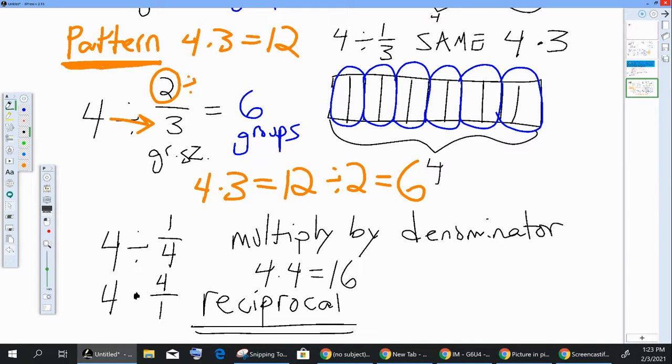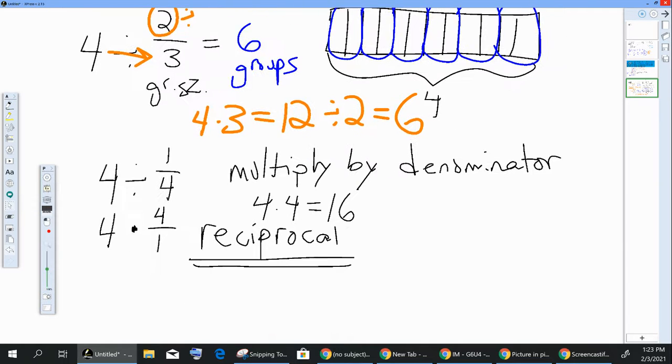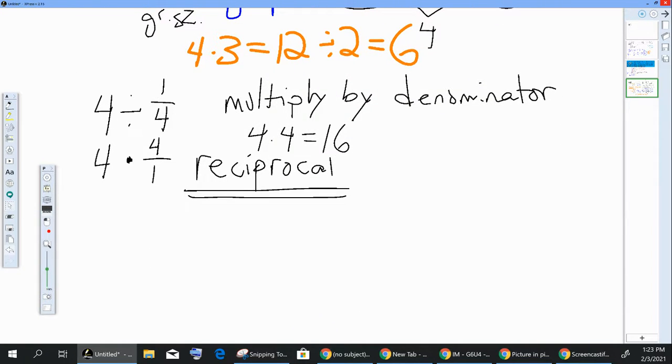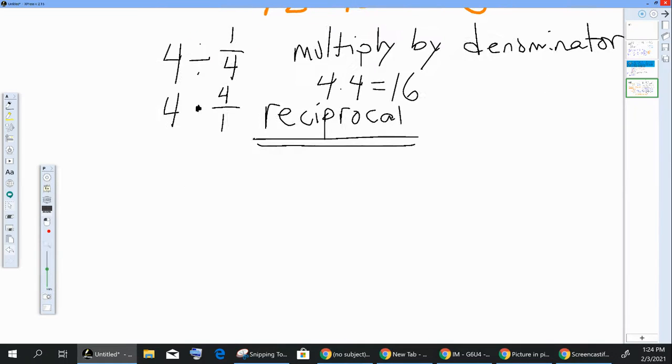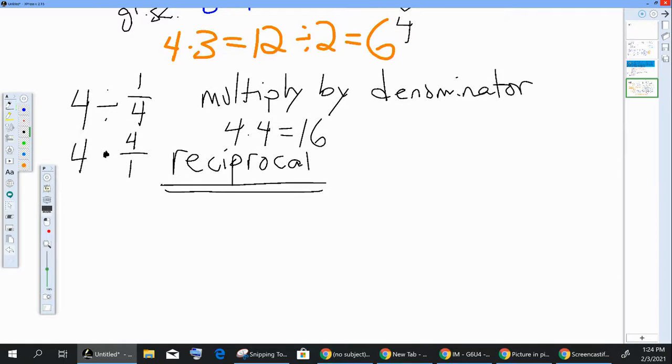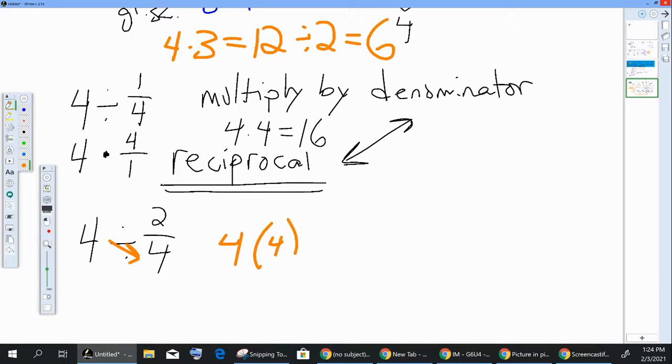So that's good to see, because multiplying by the denominator when the numerator is 1 is basically like multiplying by the reciprocal. So if I have 4 divided by 2/4, I'm going to multiply 4 times 4 is 16, and then I'm going to divide that by 2 and get the answer of 8.